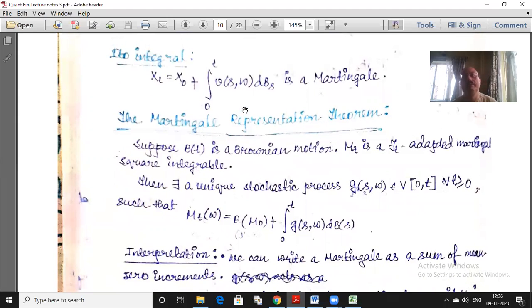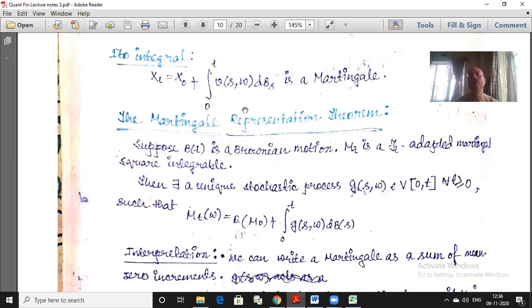And that is the martingale representation theorem. Again, a very fundamental result. Suppose I have a Brownian motion B and M_t is an F_t adapted martingale and it is square integrable. So it is a nicely behaved adapted martingale. Then there will exist a unique stochastic process G, so that M_t can be written as a dB integral of G.